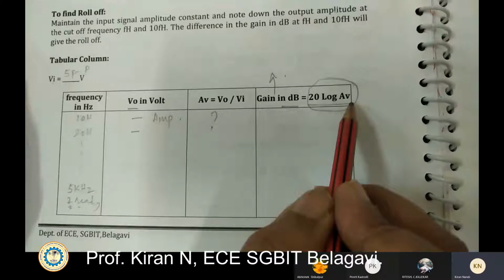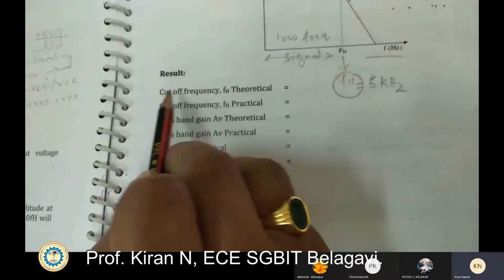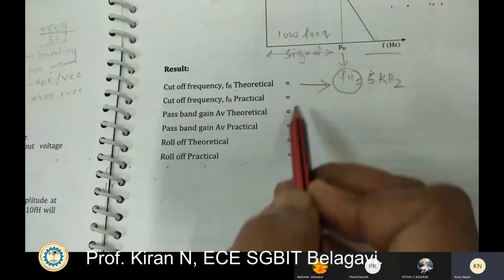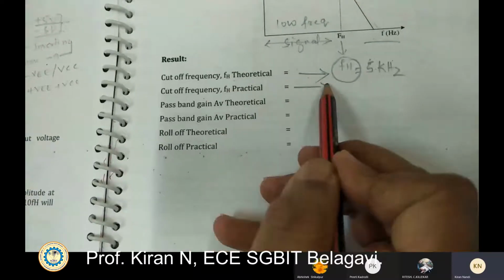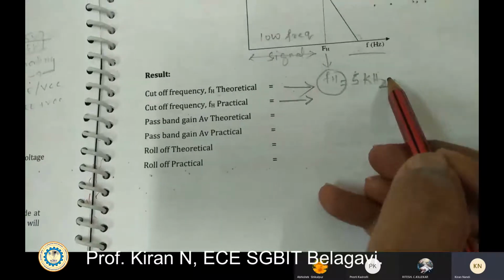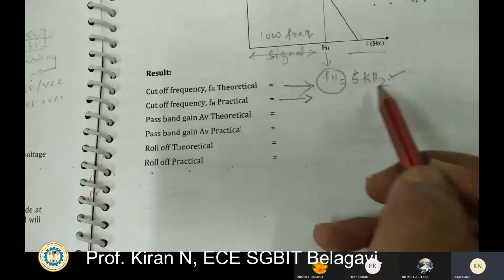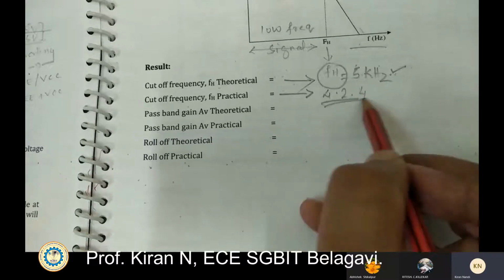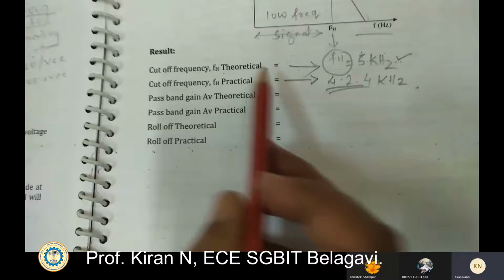Then we have to write the result here. That is the cutoff frequency FH, whatever cutoff frequency we have designed. This is designed for 5 kilohertz, and practically we have to note down where it is varying. Ideally it has to vary at 5 kilohertz, but practically sometimes it is not possible. It may vary at 4.2, 4.4 kilohertz or so, because of the many drawbacks of electronic components.